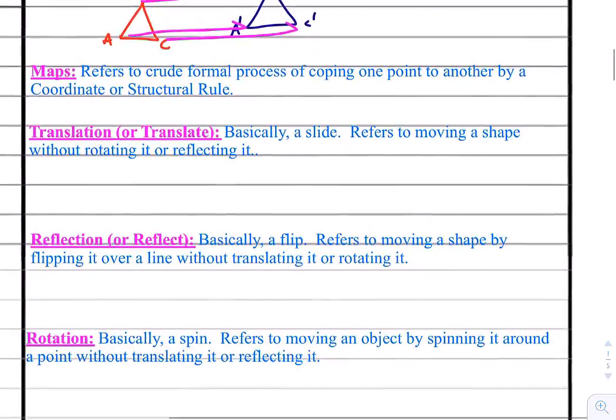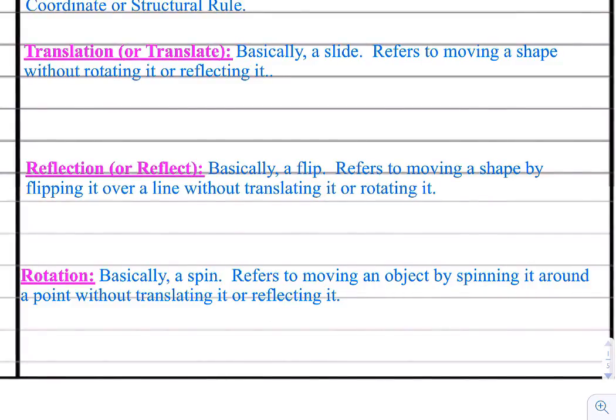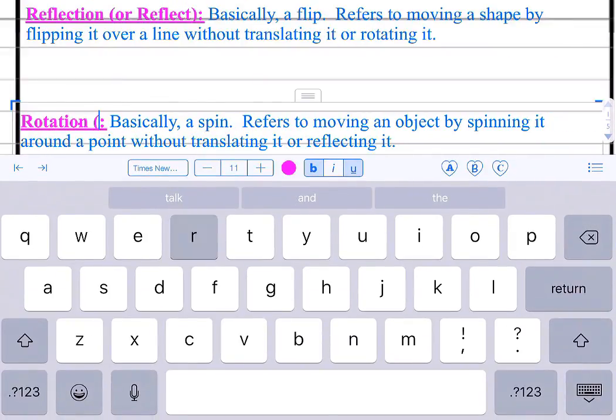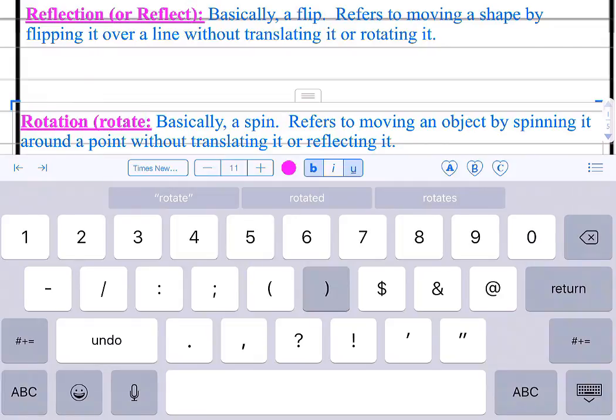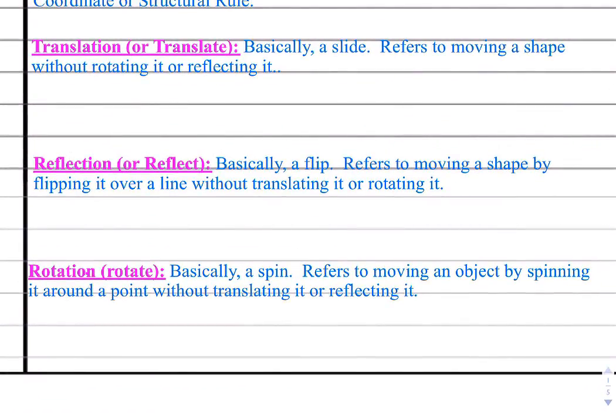Okay. So in terms of the transformations, there are three that we're going to study in depth. So translation, reflection, or rotation. You might hear this called translate, reflect, or rotate. And let me get that word in there. Okay, just another word to call it by. And I'm not going to really add much to this right now. I just want to talk about it a little bit.